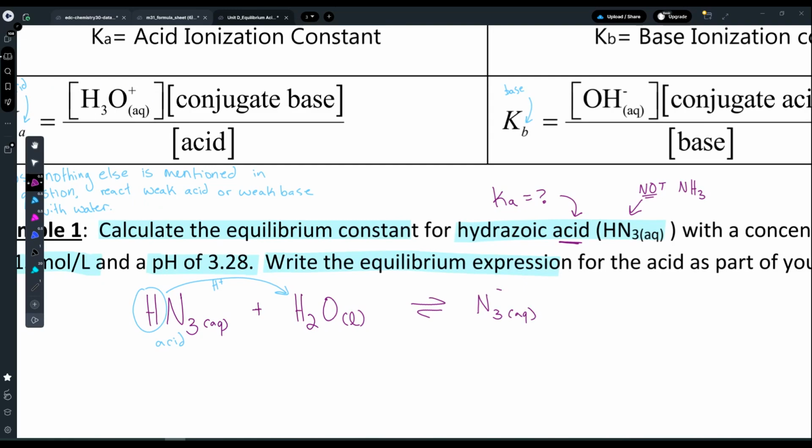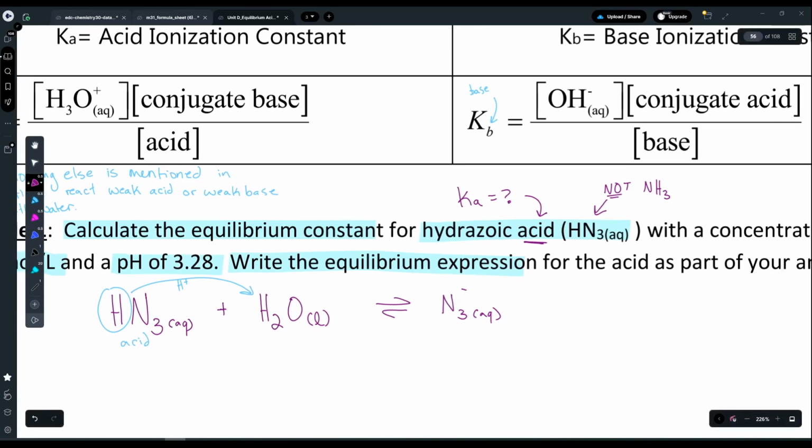How I got the charge is that hydrazoic acid started out with a neutral charge. We lost a +1 charge. So if I clean this up, 0 minus 1 is equal to -1. That's how I'm getting the charge here. Remember, you do have to be able to predict products as well as the charges on those products.